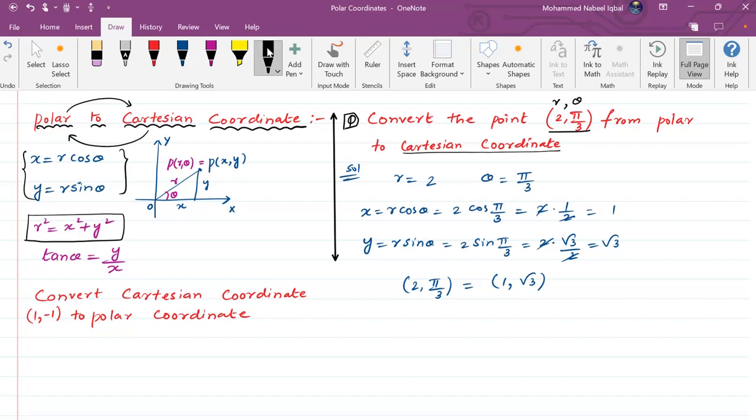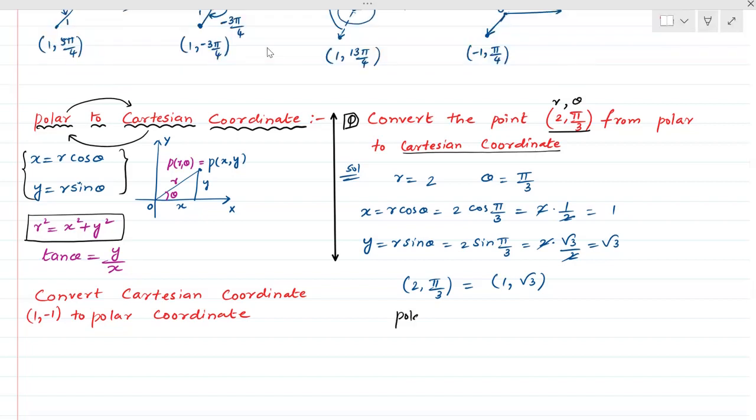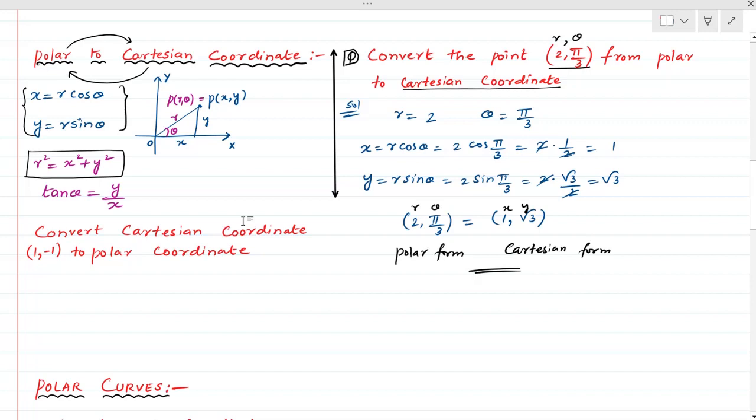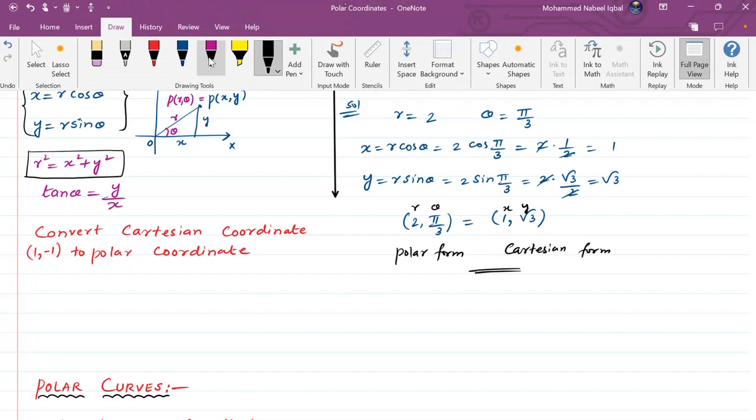So this is the polar form, the polar coordinate r comma theta, and this is the Cartesian coordinate x comma y. So that's it. Now in the next one, we will convert the reverse. If you have a Cartesian coordinate, how will you convert it into a polar coordinate? It's very easy, the same way.